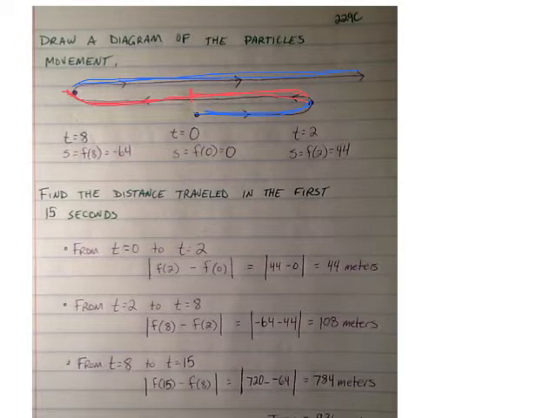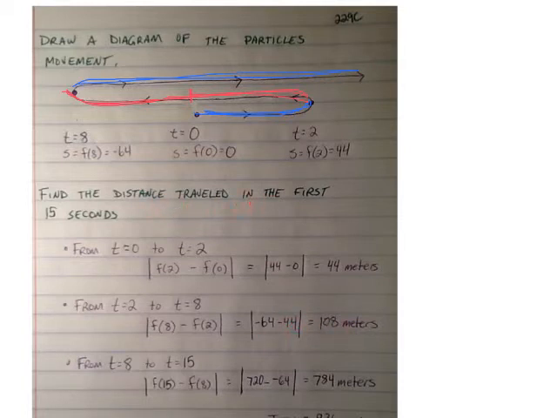If we're asked to find the distance traveled in the first 15 seconds, we need to break it up into each piece moving forward and backward. The first piece we found was it moved forward 44 meters from time 0 to time 2. We can take the position at time 2 and subtract the position at time 0. If we take the absolute value of it, it gives us a total distance. Then from time 2 to 8, we do the same thing. We take the position at time 8, subtract the position at time 2, and we get the total distance traveled once we take the absolute value of that.